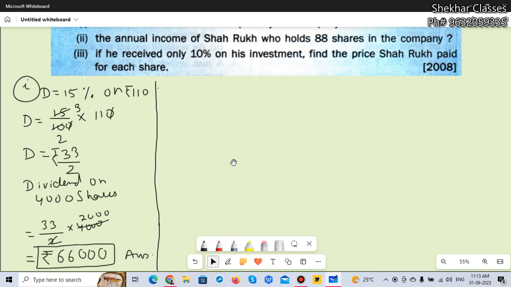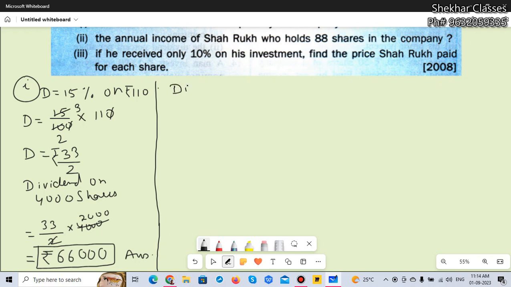The next part of the question says: the annual income of Shahrukh, who holds 88 shares. This is another guy. He is not the company. He is a person who holds a share. Who is that guy? Shahrukh. He has got how many shares? 88 shares. So what is the annual income for him?